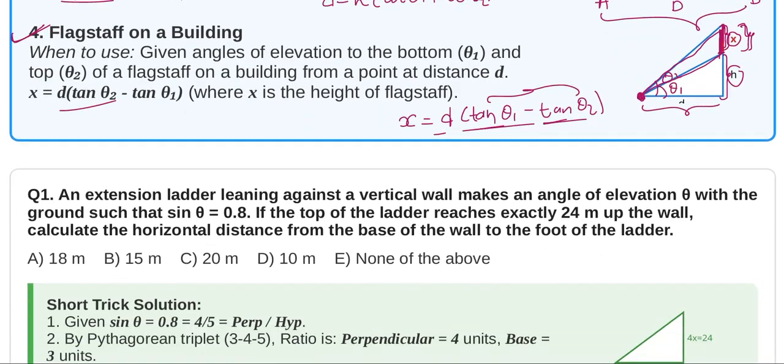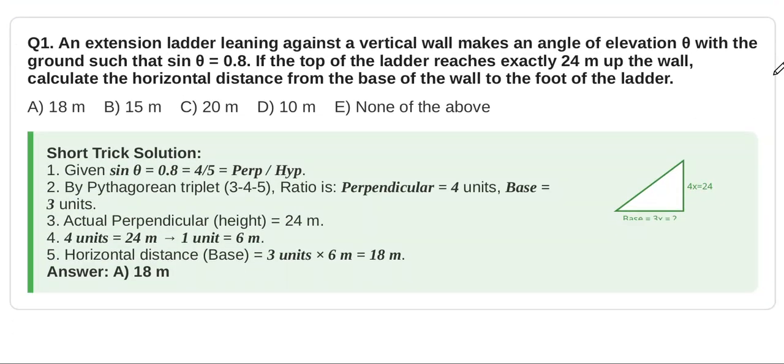So let's start with question number one, an easy question. The question is, an extension ladder leaning against a vertical wall makes an angle of elevation theta with the ground such that sin theta is equal to 0.8. Okay. So let's look at this diagram here. Let's say this is a wall and this is a ladder. So the ladder is making an angle theta with the ground. Okay, so sin theta is given as 0.8.